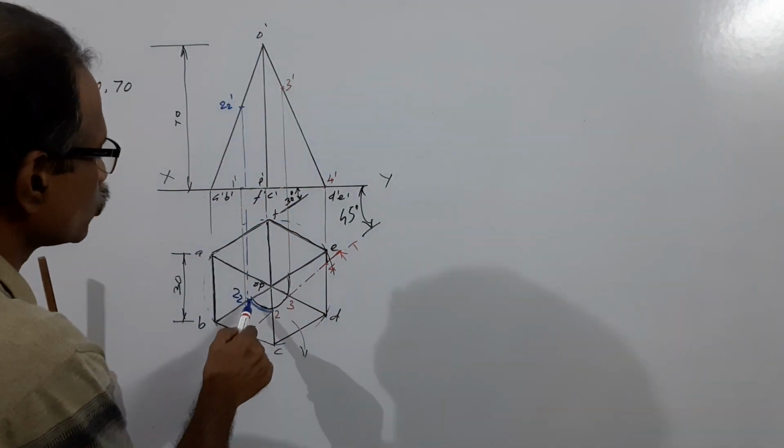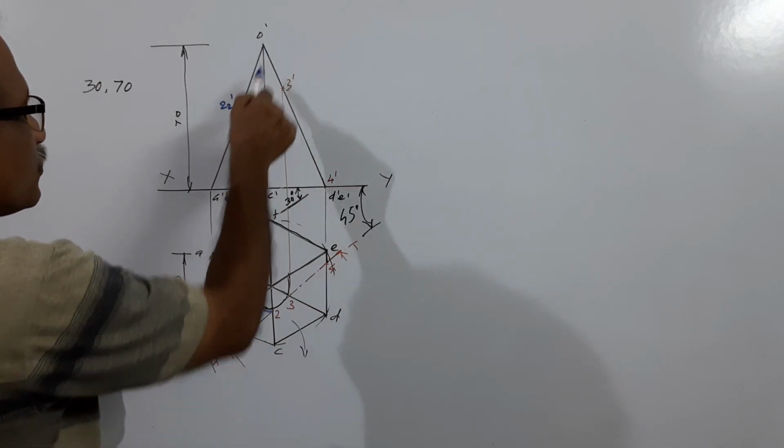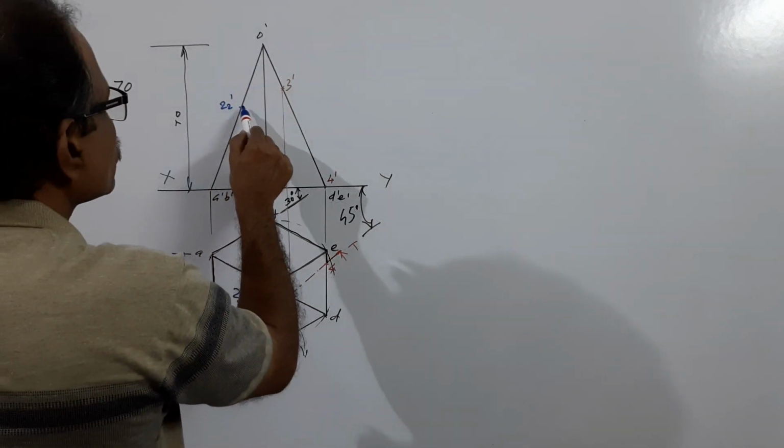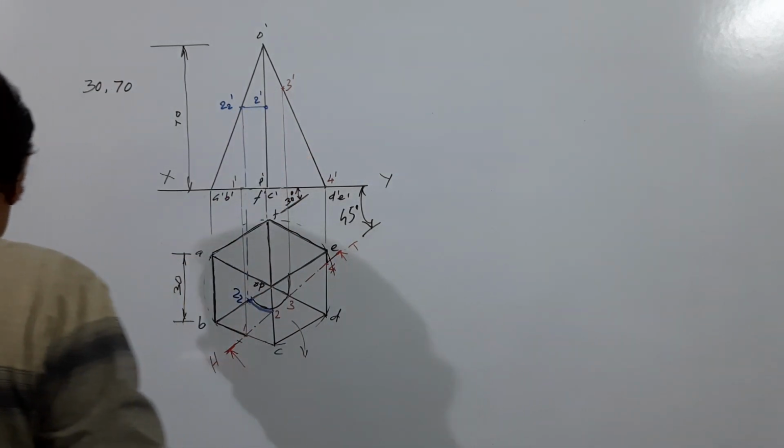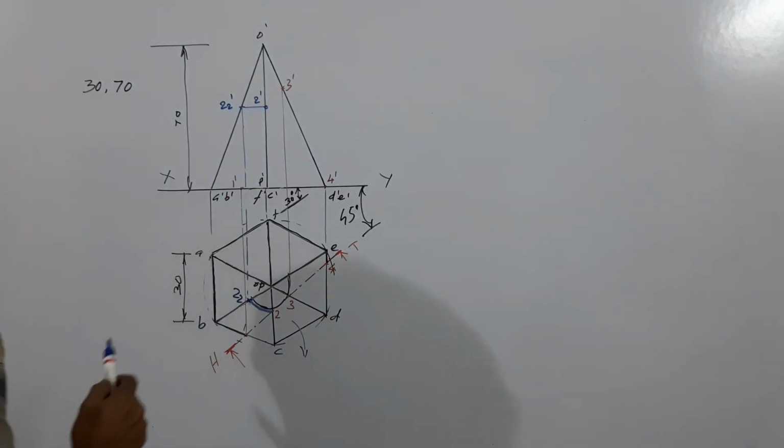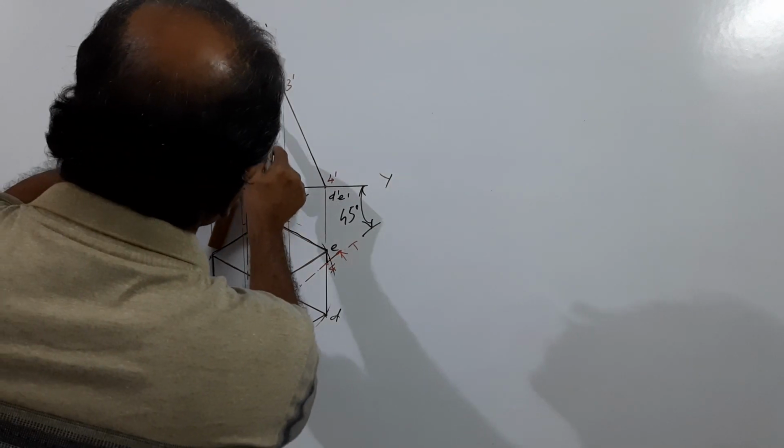I have projected 2 2 to O dash B dash. This is O dash B dash. I get 2 2 dash. Draw a horizontal line through 2 2 dash. I get 2 dash. Now, connect them. Connect what? 1 dash 2 dash.